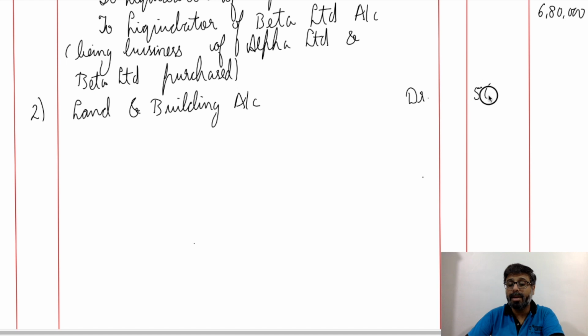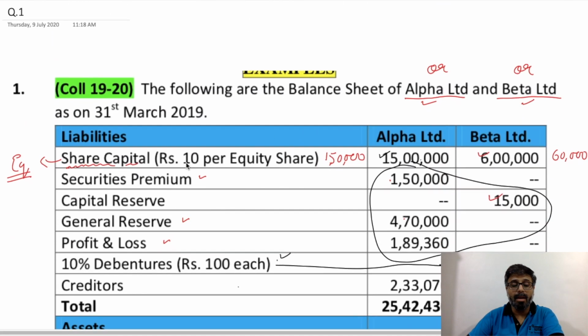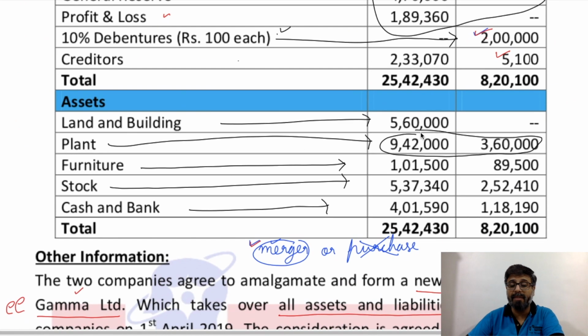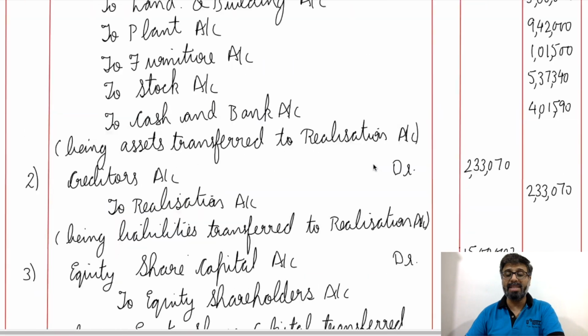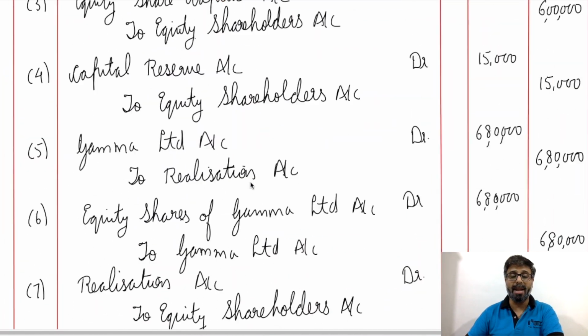Then next asset is plant account debit. Now plant with the total amount. Okay, plant account will debit with the total amount. What total amount? 9,42,000 plus 3,60,000. Total plant in the Gamma Limited. They are acquiring Alpha Limited's plant also, Beta also. So 9,42,000 plus 3,60,000. What is the total plant in Gamma Limited?